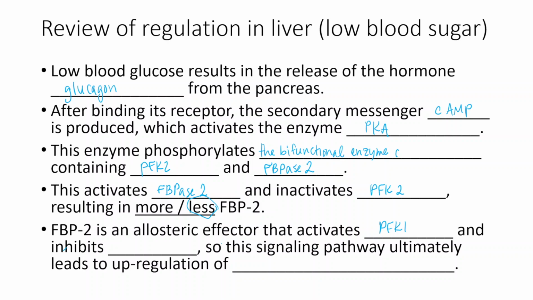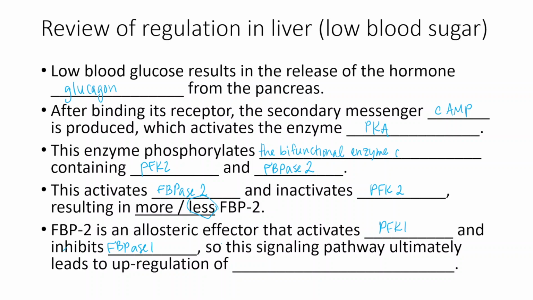So it's not the bifunctional enzyme that's making F2,6BP. But now I'm asking about F2,6BP, which is an allosteric effector of both PFK1 and another enzyme that has the opposite function of PFK1. Because the whole idea with glycolysis versus gluconeogenesis is if you turn on one, you have to turn the other one off. So F2,6BP is turning on PFK1, which is going in one direction, so it's going to turn off FBPase1, which is going the other direction.